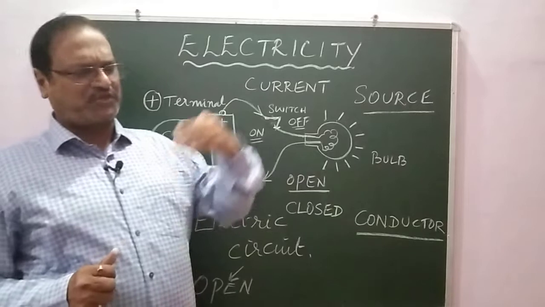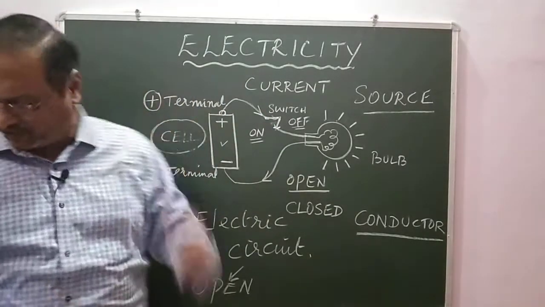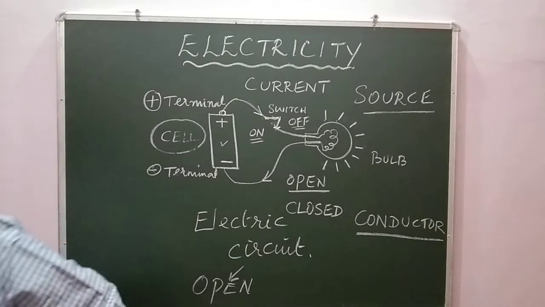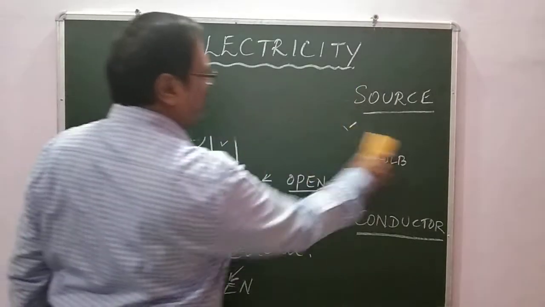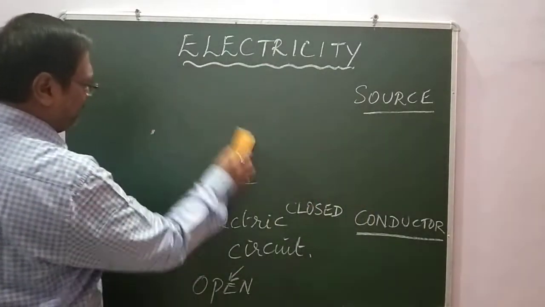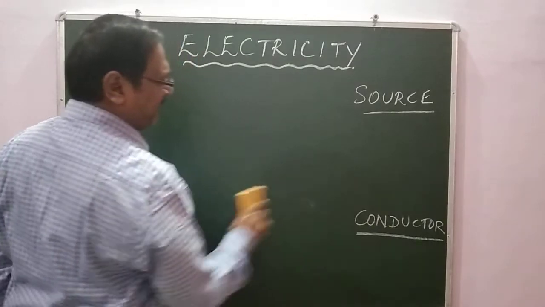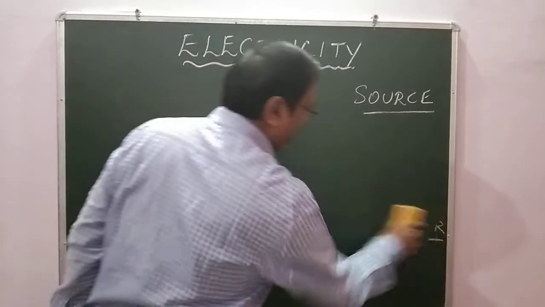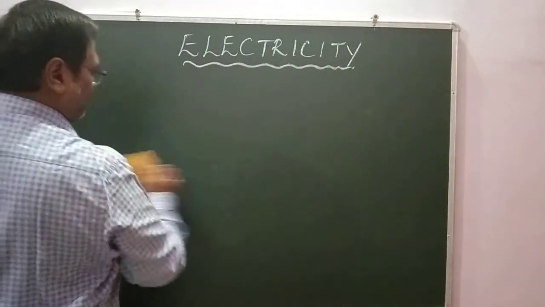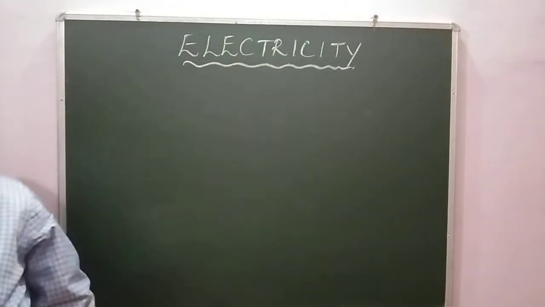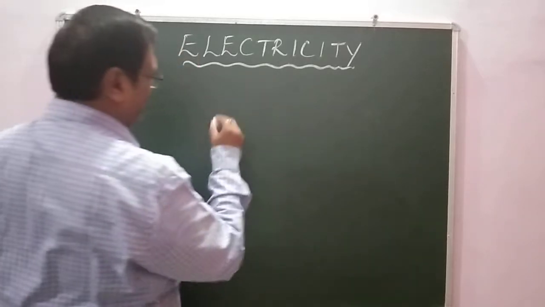Now, we will go one step more, right? I have taken a cell and I have told you positive terminal and negative terminal and all this. And what is a cell? Cell is the source of electricity. And what is a wire? Wire is a conductor. It conducts electricity. Okay, now what I am going to do, carefully watch.